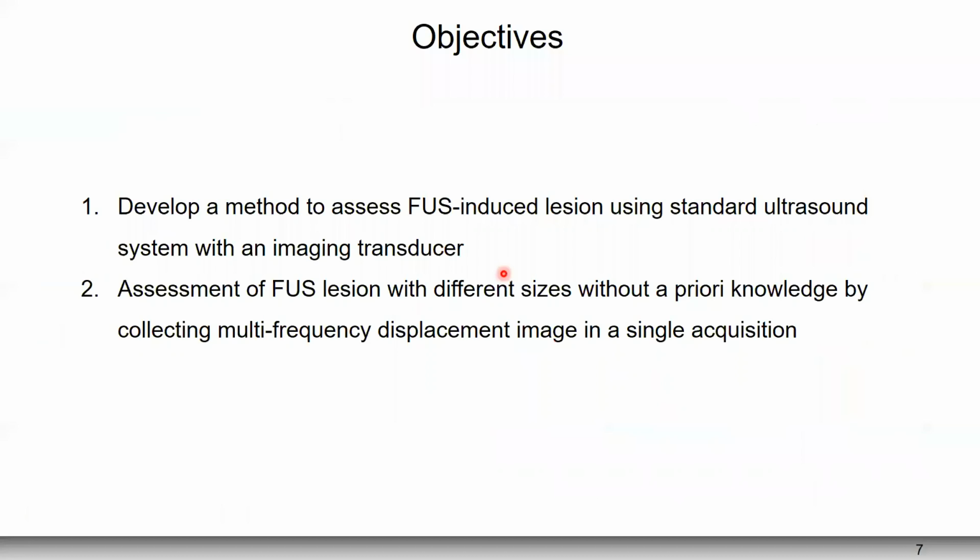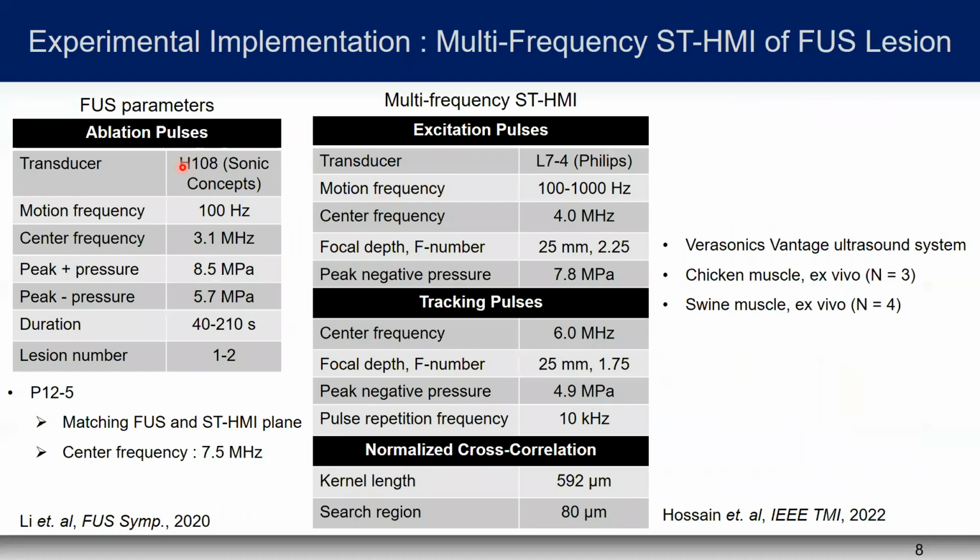So the objective of this work is to develop a standard ultrasound system with the imaging transducer to assess FUS lesions with different sizes without prior knowledge by collecting multi-frequency displacement images in a single acquisition. Here are our experimental parameters. Here are the FUS parameters. We change the duration and the lesion number to create different sizes of lesion. And here are our multi-frequency STHMI parameters.